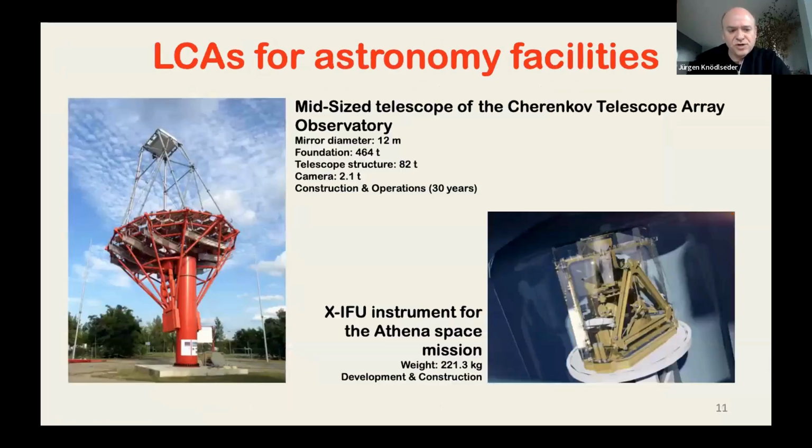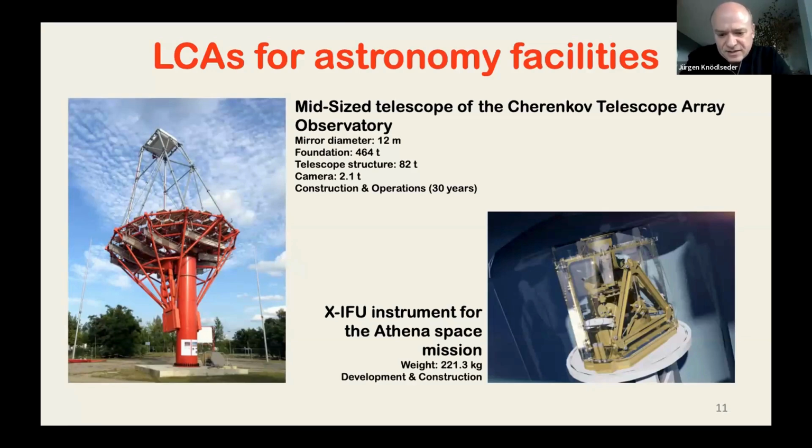And we made two different assessments. One was for a ground-based telescope, and here's a picture of it, just to give you an idea. This is for Cherenkov astronomy, so gamma ray astronomy, very high energies. The telescope has typically 460 tons of foundation. You see this concrete foundation at the base. Then you have 82 tons of telescope structure, including the mirrors and so on. And at the end, this white box is a camera, which is quite big and weighs 2.1 tons. We looked into the footprint of construction and operations over 30 years.